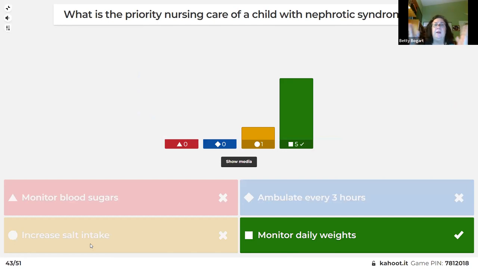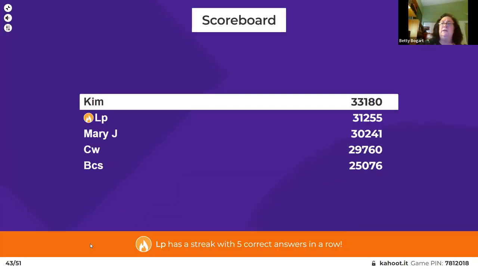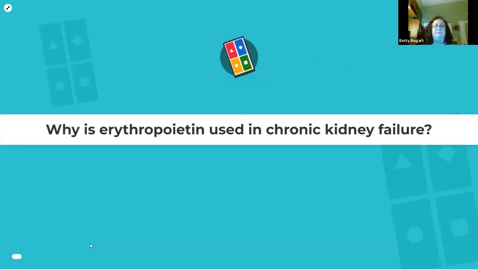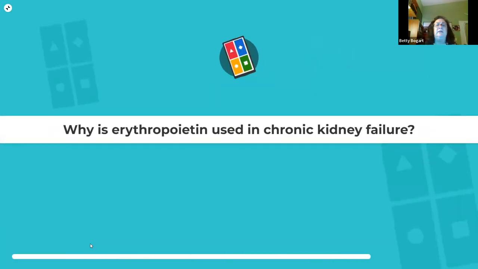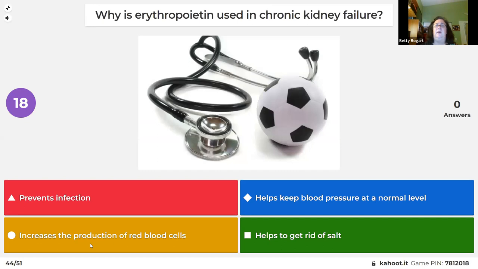So priority, daily weights, intake, output of these things. You have only daily weights there. We're going to decrease salt intake and decrease fluid intake. Blood sugars have nothing to do with it. It's all about protein. Why is erythropoietin used in chronic kidney failure?